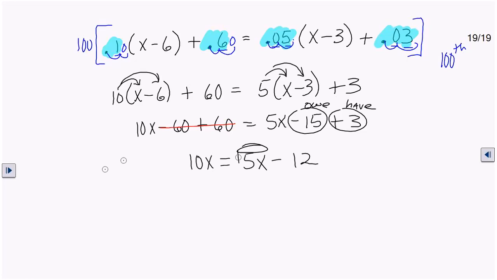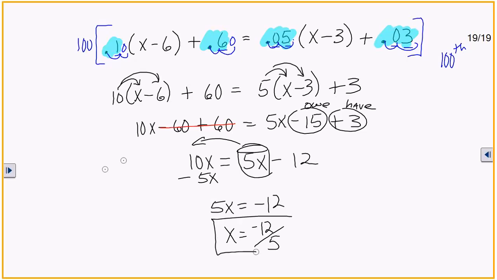Smallest bucket, 5x is equal to negative 12. x is equal to negative 12 fifths. And that's how you clear fractions, you clear decimals, and you distribute. Now, in the next video, we're going to be working on linear equations and how to do them.